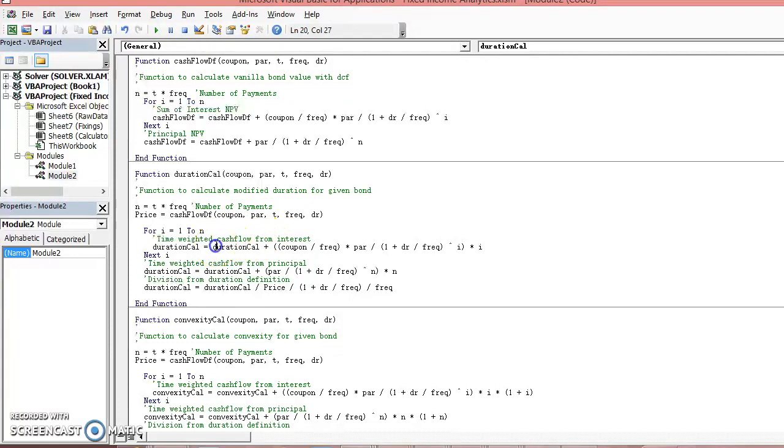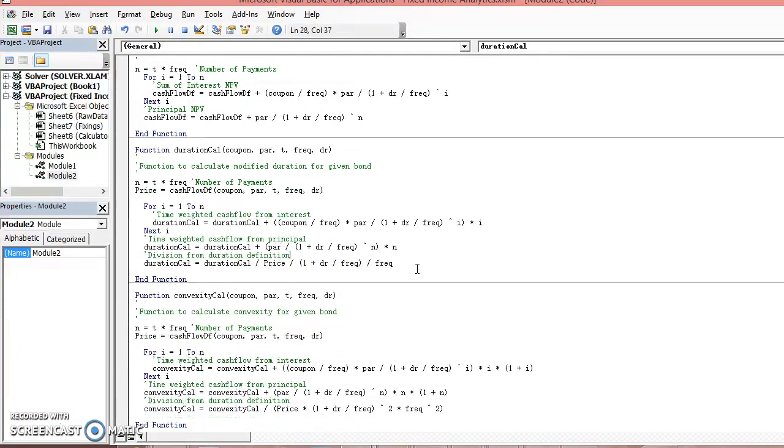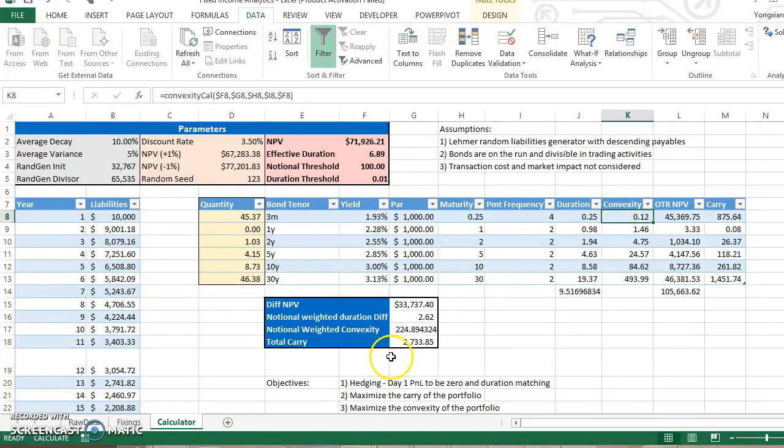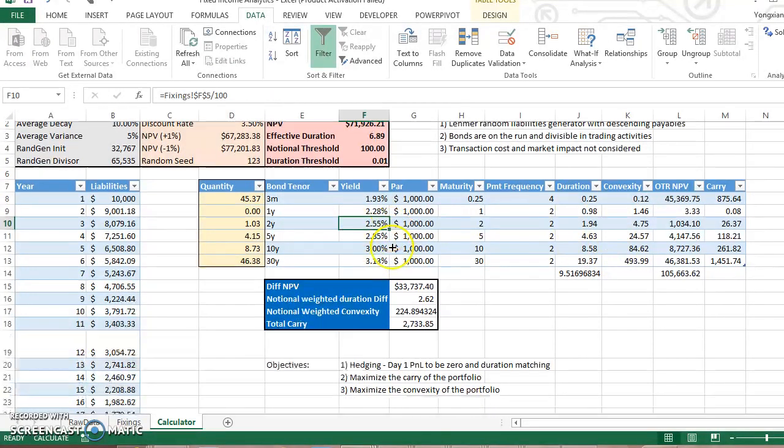So here's the interest rate part, here's the principal part. We use the modified duration, so you need to adjust for the discount rate and the frequency. So convexity is the second order, as we mentioned. So we have one plus the time factor in the numerator. So within these functions, we can calculate the convexity and duration for each bond.